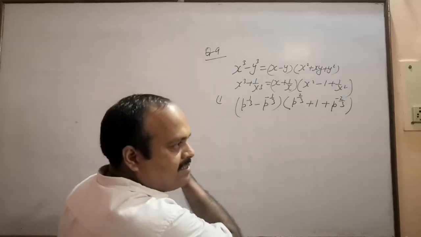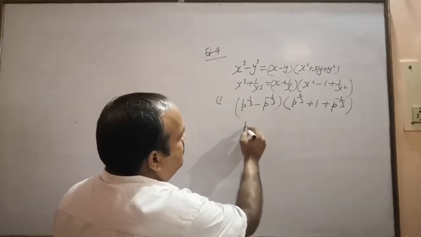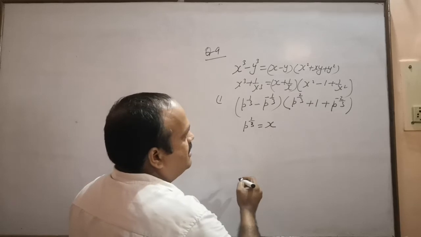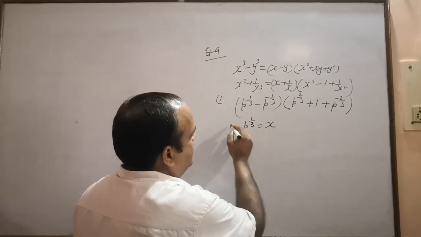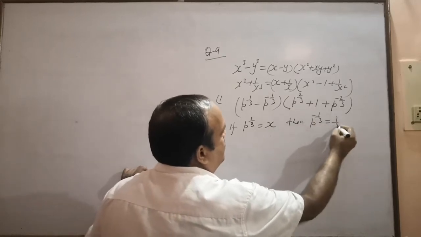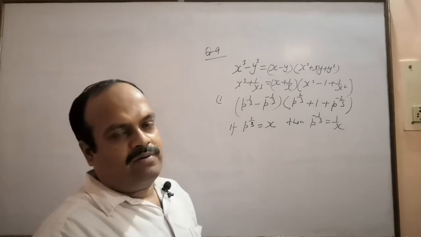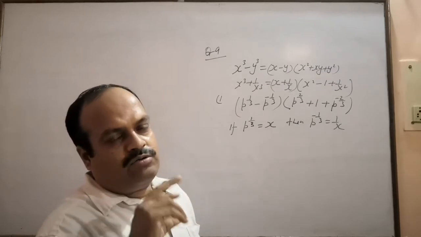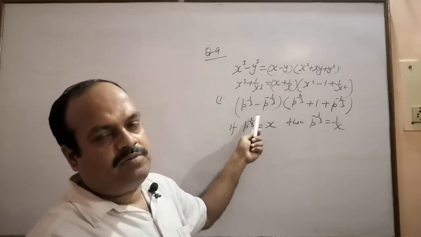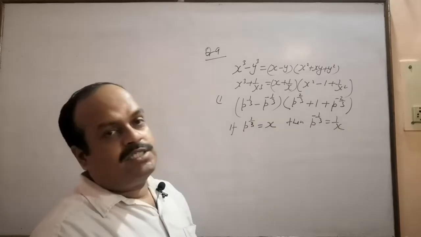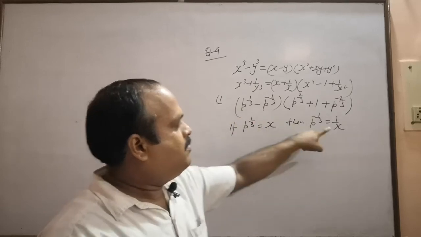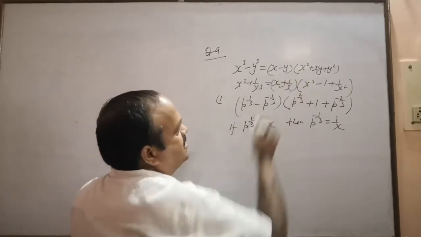We will write p to the power 1 by 3 as x, then p to the power minus 1 by 3 will be 1 by x. I hope you know that when the power is made negative, we need to take the reciprocal of the base. So p to the power 1 by 3 is x, and p to the power minus 1 by 3 will be 1 by x. So this can be changed to x minus 1 by x, quite similar to this.